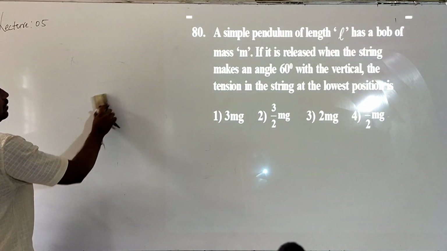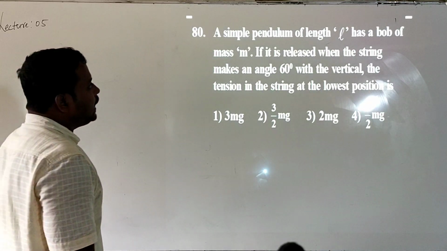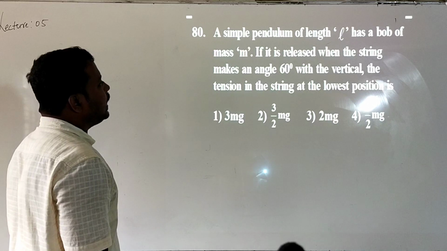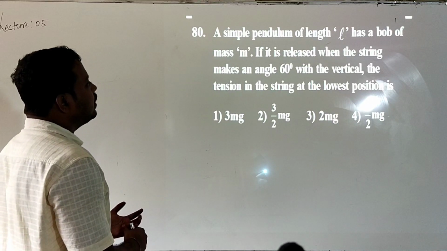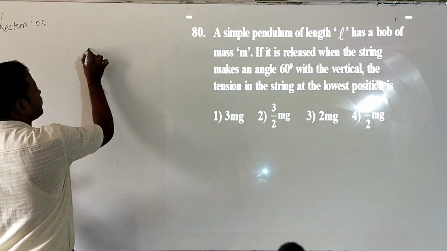So what is this question? A simple pendulum of length L has a bob of mass M. When it is released, the string is making an angle of 60 degrees with the vertical. What is the tension in the string at the lowest position?